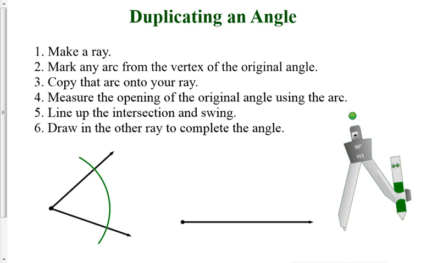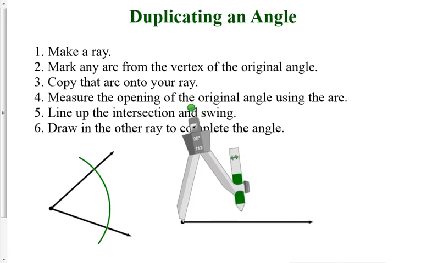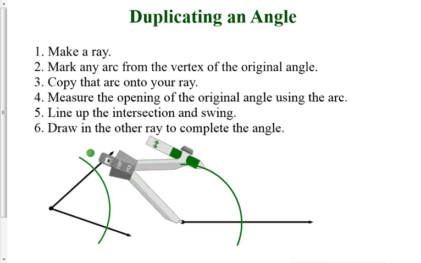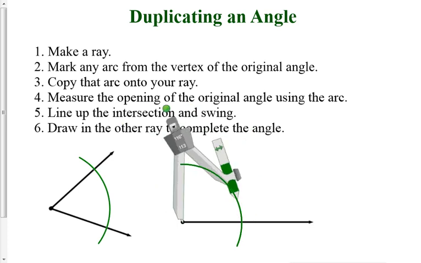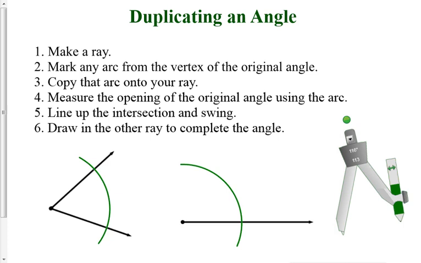Step 3 then says, copy that arc onto your ray. So leave your compass at the length that it's at. Like, don't widen it, don't make it more narrow, leave it just how it is. Put your compass point on the end point of the ray, and now strike that exact same arc through the ray. Make sure that that arc is big enough that it's going to be able to include the second ray of the duplicated angle.